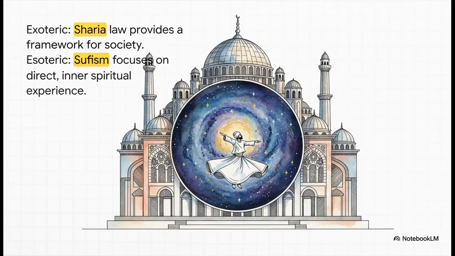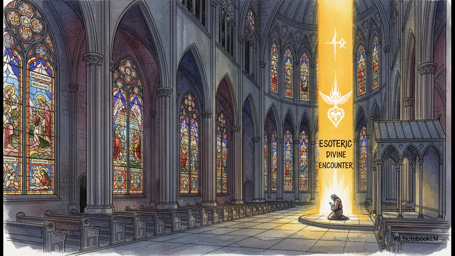You see the exact same kind of structure in Islam. You've got Sharia law, which is the exoteric framework for society, a really clear set of rules for how to live a good, ethical life. And then you have the esoteric path of Sufism, which is all about achieving a direct, personal, mystical experience of God. And yeah, Christianity has it too. The exoteric part is the public dogma, right? The official doctrines of the church that are taught to everyone.